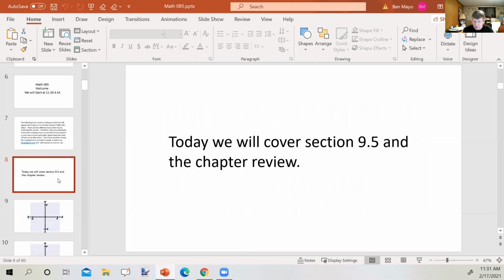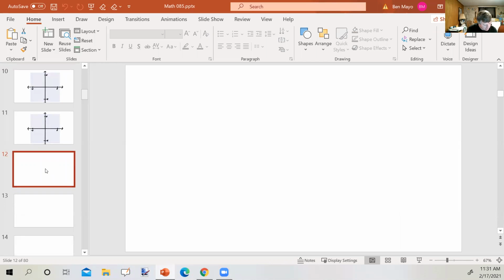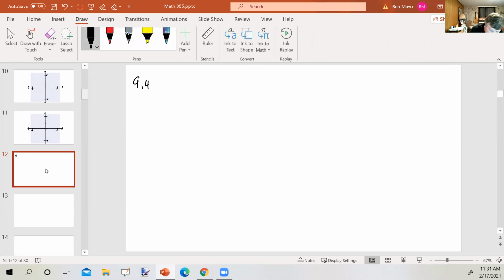Alrighty, today we're going to be wrapping up this chapter. We're going to look at section 9.5, and then tonight's assignment will be 9.5 as well as the chapter review. Tomorrow, which is Thursday, we'll review for the test, and Friday will be the test. But before we get into all of that, I have some questions from you folks concerning section 9.4, number 20.